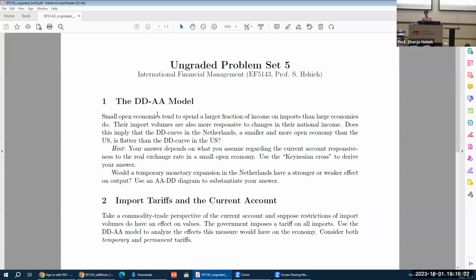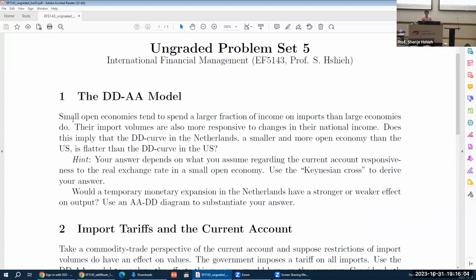All right, so question 1 of problem set 5. Given your understanding of the AA and DD schedules, you have those equations, right? And on this week's slides in the appendix, I believe that I've derived closed form formulas of the slopes of the DD and AA schedules. And given the slope equation, you can actually do some comparative macroeconomics, meaning that you can draw some conclusions about a certain country's reaction to monetary policy given their relative differences in import and consumption behavior to other countries here.